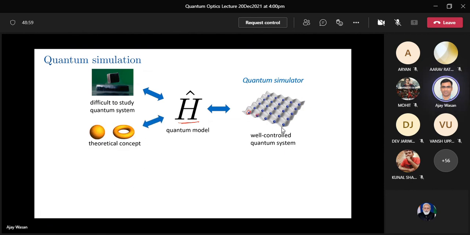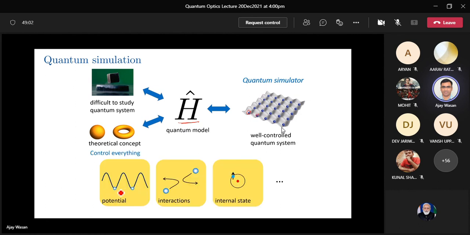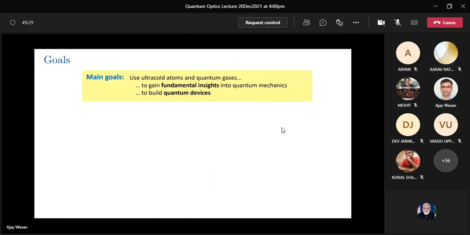So the theoretical concepts are clear. Here we trap the atom, and then control the interaction between them. We can control the inner state, whichever state we want to put the atom in. That we can do right now, everything. For all this purpose, we need ultra cold atoms. The atom should be controlled by us from outside. So as I said a few slides back, we will be using this to understand quantum mechanics and quantum devices.